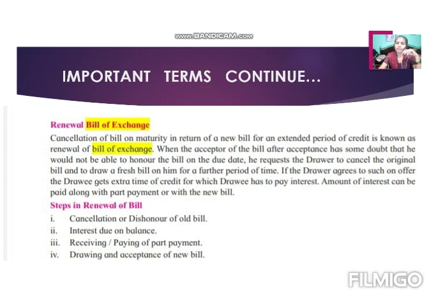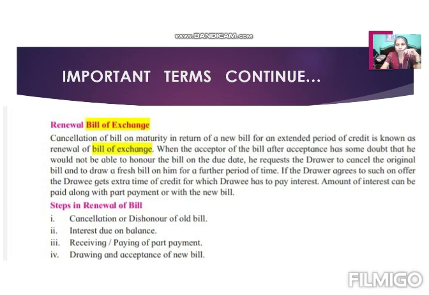Renewal means when the old bill gets cancelled and a new bill is prepared by the drawer on the drawee, then it is known as renewal of the bill. But why does the bill get renewed? Because sometimes the drawee is not in a condition to make the payment of the bill on the due date, and if the drawee is a very honest person, he requests the drawer on or before the due date: please give me some extended time period for making the payment.